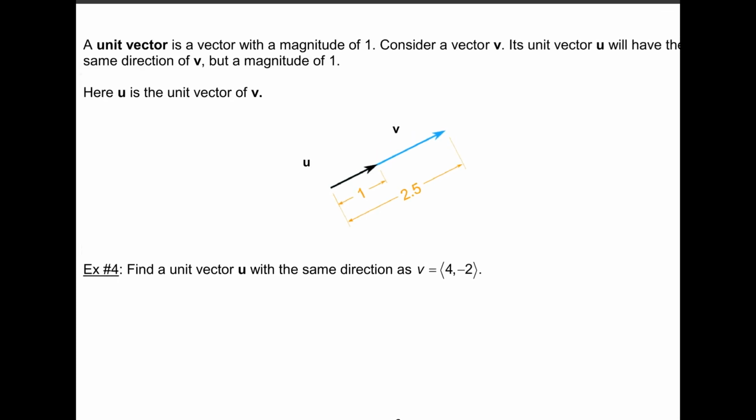A unit vector is a vector that has magnitude 1. Remember when we talked about the unit circle? The unit circle had a radius of 1. The unit vector has a length of 1. It makes it pretty nice when we work with trig functions, because we already know the unit circle. Consider vector v. Its unit vector u will have the same direction, but a magnitude of 1. So instead of being 2.5 units long, it's only 1 long.